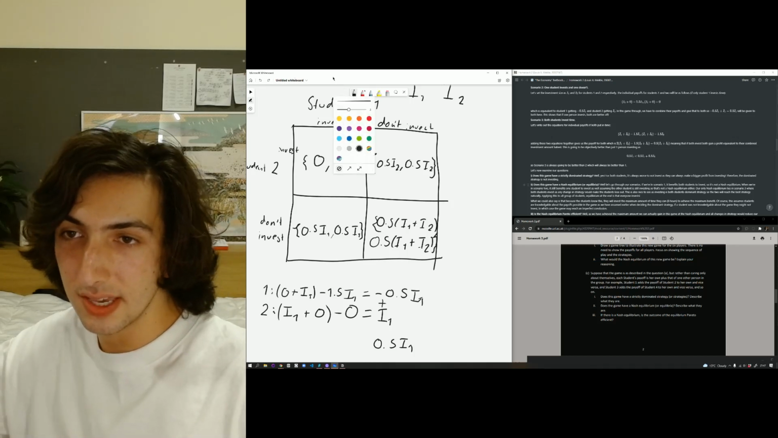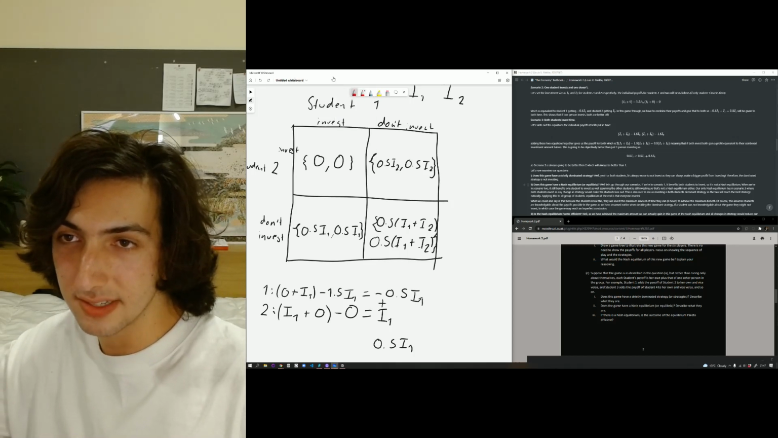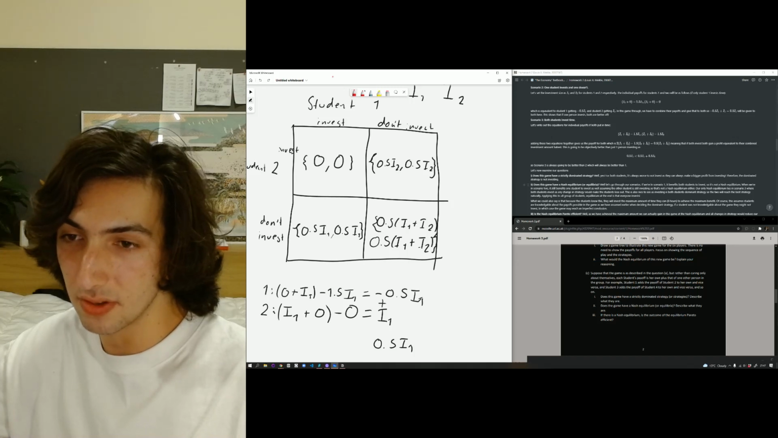As you can sort of see in the invest side of things, okay, for student 1.